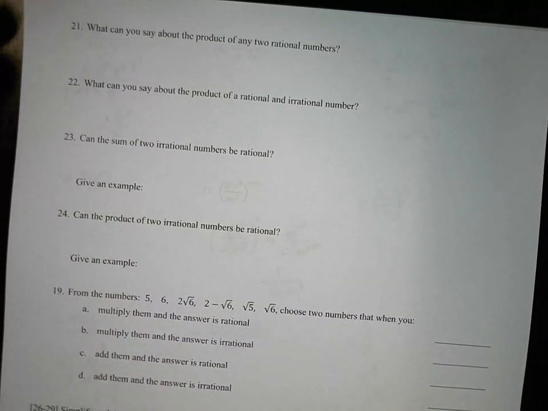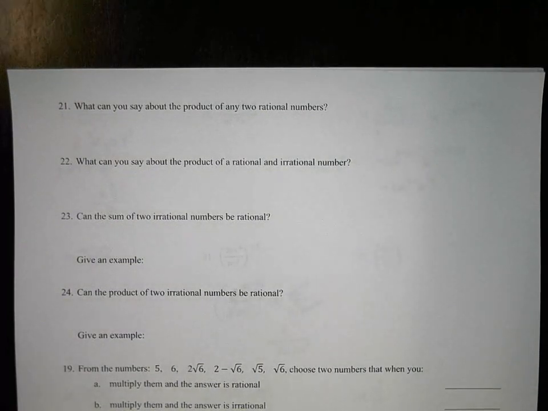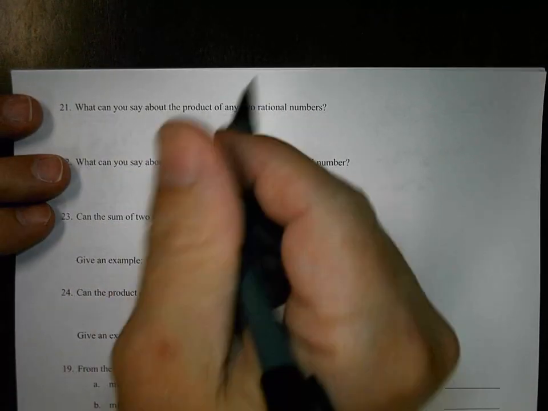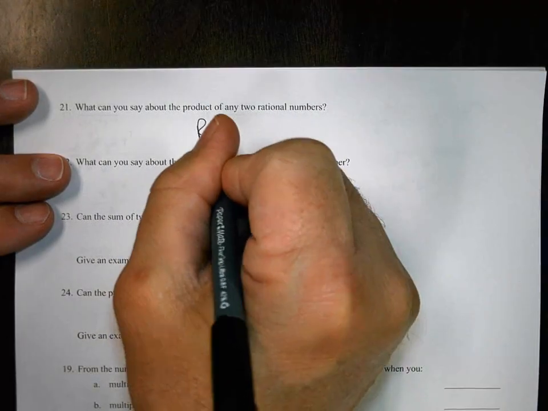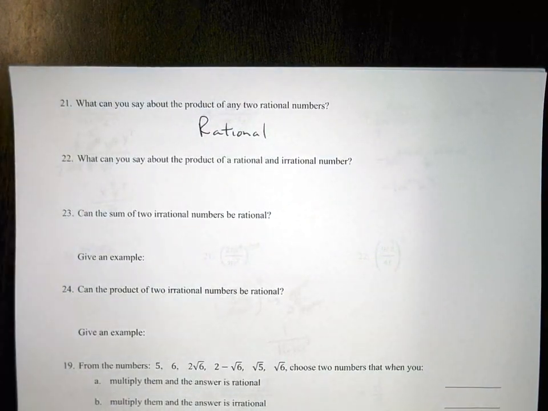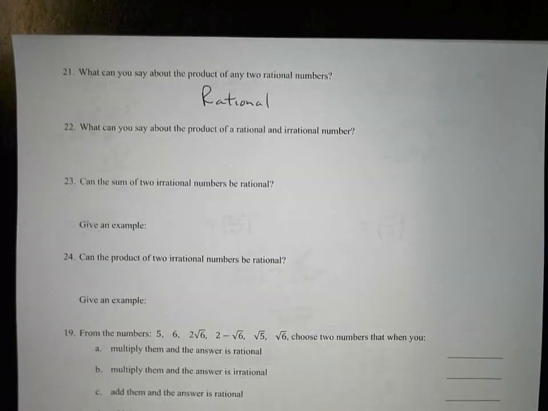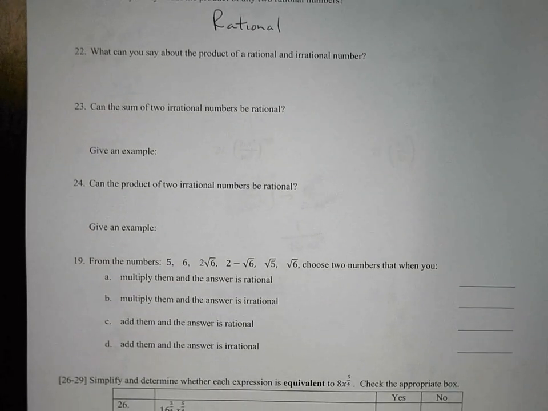Let's go over 21. What can you say about the product of any two rational numbers? Okay, the product of any two rational numbers is going to be a rational number. You're not going to multiply two rationals together and end up with an irrational. I'll leave 22 for you. Got to think about those, though.